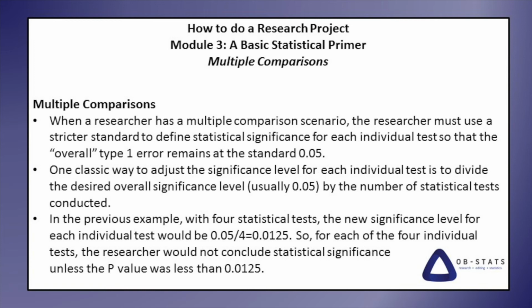One classic way to adjust the significance level for each individual test is to divide the desired overall significance level, usually 0.05, by the number of statistical tests conducted. In the previous example, with 4 statistical tests, the new significance level for each individual test would be 0.05 divided by 4, or 0.0125. So, for each of the 4 individual tests, the researcher would not conclude statistical significance unless the p-value was less than 0.0125.